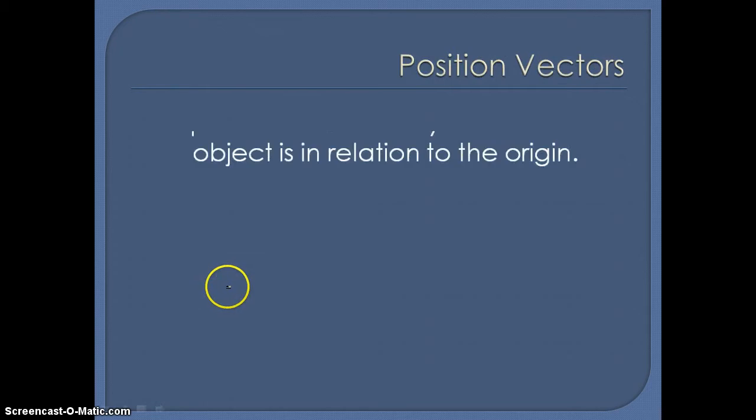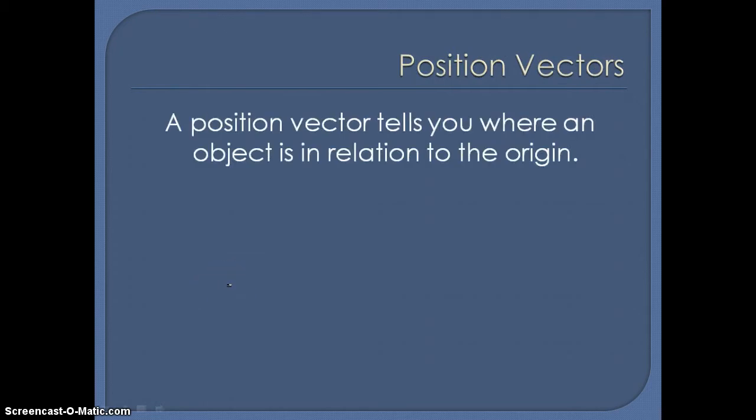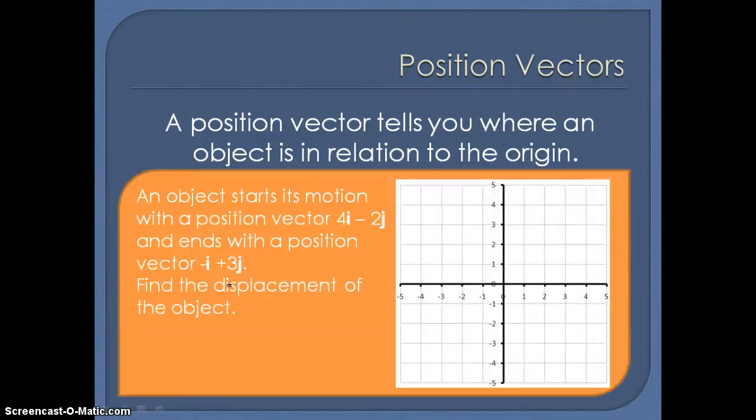Moving on to talk about position vectors. A position vector tells you where an object is in relation to the origin. The origin is the point (0, 0). So if we use that to deal with a simple problem, an object starting is measured with a position vector of 4i minus 2j, and it ends with a position vector of minus i plus 3j.